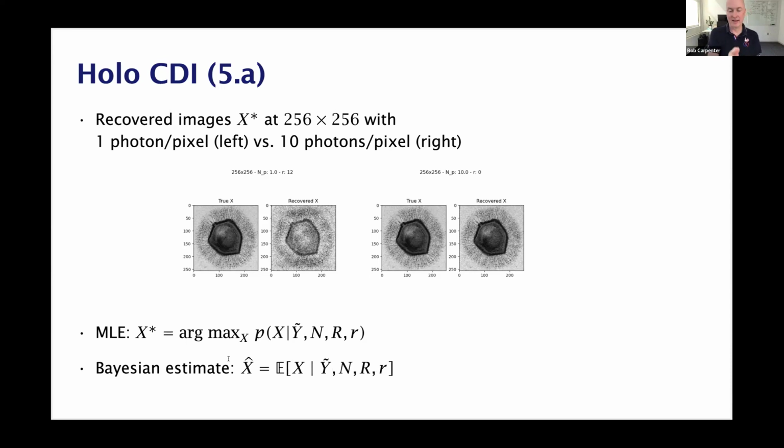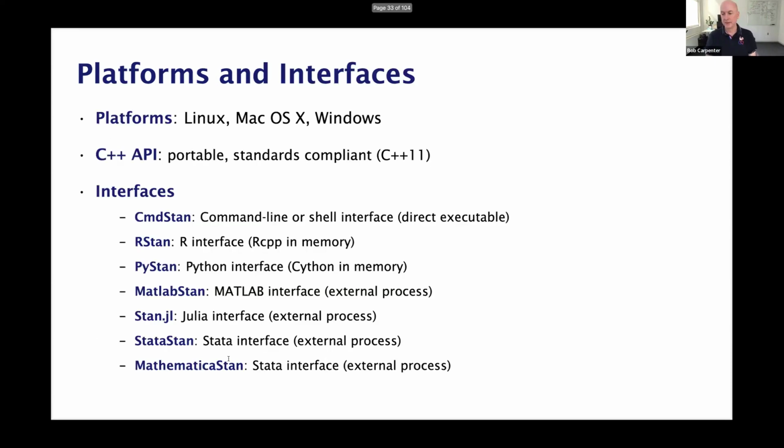Once we've done the thing on the left and shot 1 photon per pixel with X-rays at this biomolecule, we've essentially destroyed and denatured the molecule. So we can only get the thing on the left in reality, because if we shoot too many beams at a molecule, it destroys it, right? And we can do either the MLE or the Bayesian estimate of this. Okay, so that's a couple examples of how to use Stan for scientific problems.